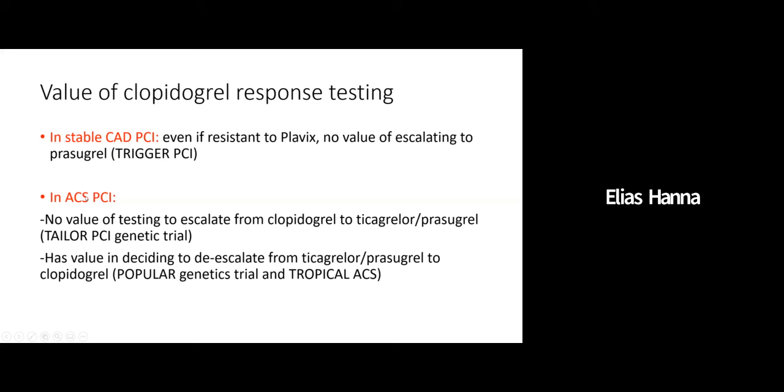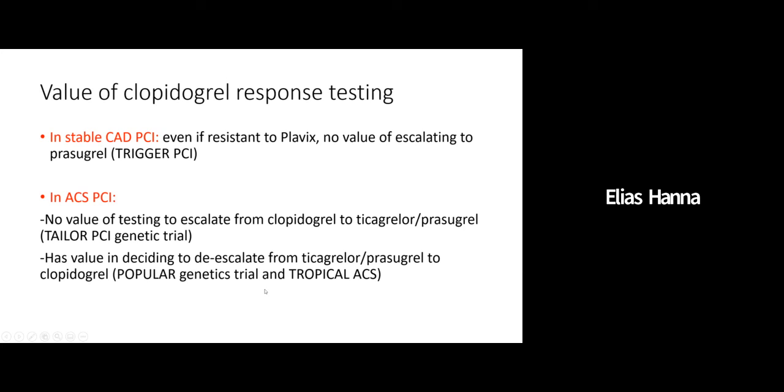That's one. Two, in ACS PCI, as I mentioned earlier, it makes sense if you're resistant to upgrade because you have higher risk of events. But Taylor PCI genetic trial did not show that. So it's still questionable, even in ACS, whether you need to test platelet reactivity. The only place where it has shown benefit is deciding to de-escalate from Ticagrelor or prasugrel to Plavix based on the genetic and platelet reactivity testing.